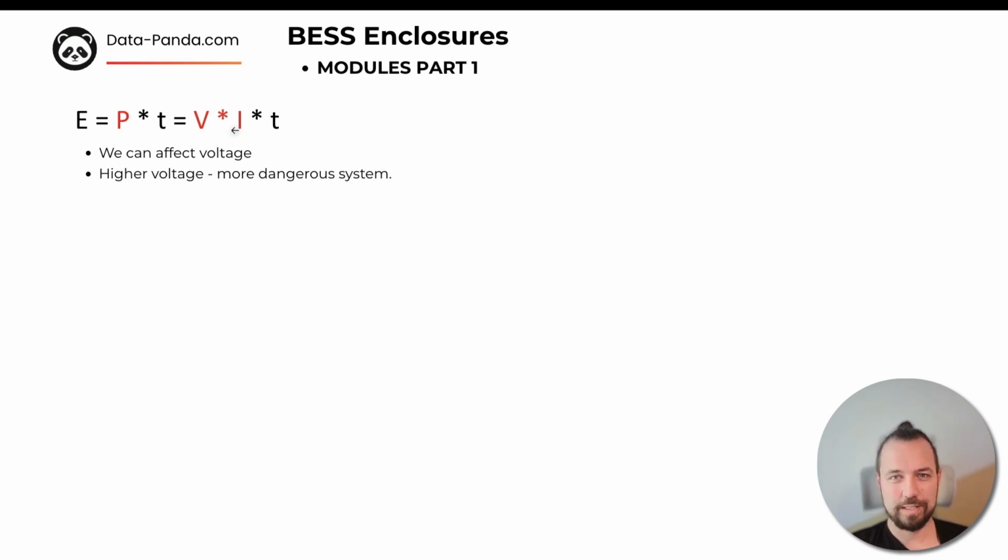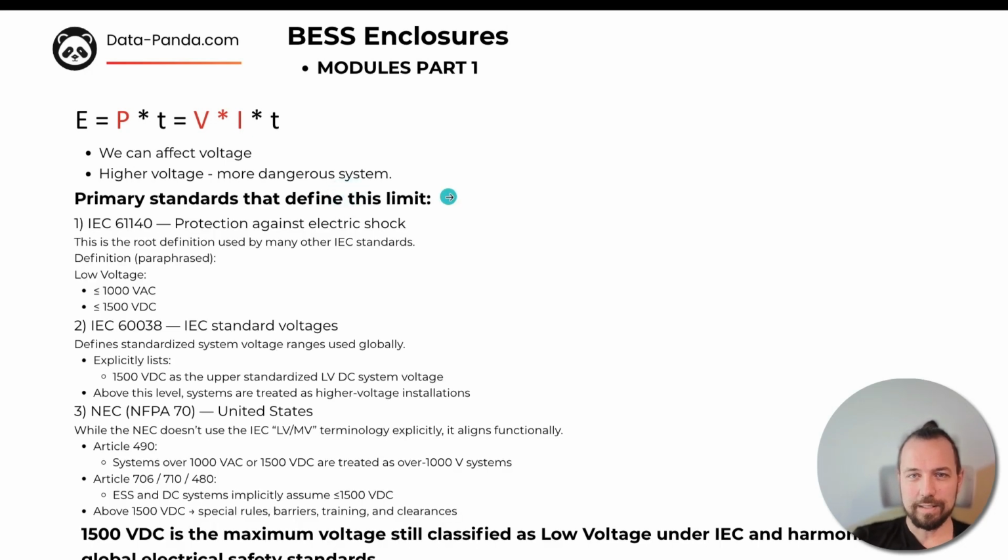In a large battery system, increasing current quickly becomes expensive and inefficient. Thicker cables, higher losses, more heat. So from a system design perspective, we prefer to increase voltage. But higher voltage at the same time means a more dangerous system. That's where standards set hard limits.